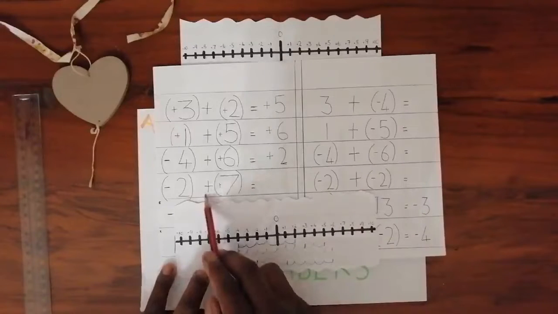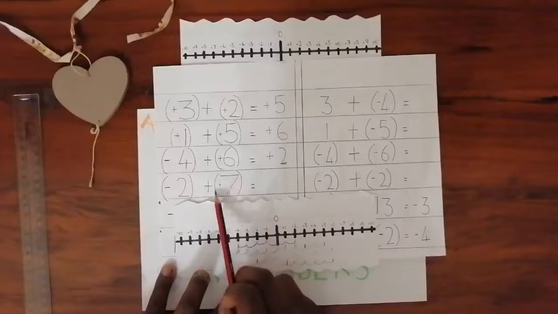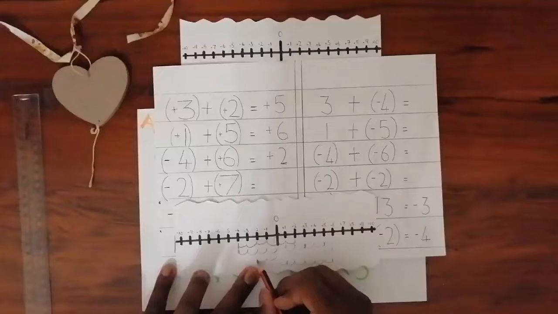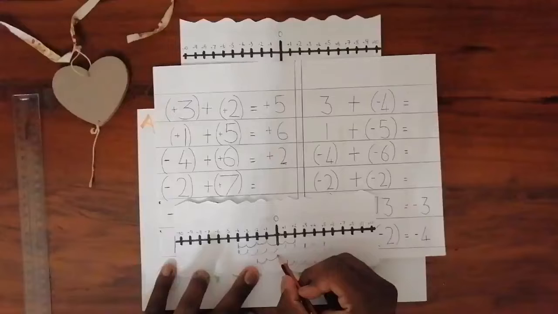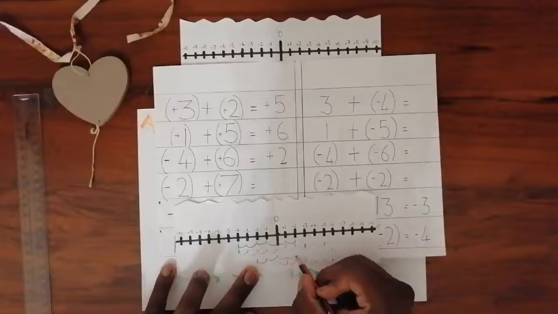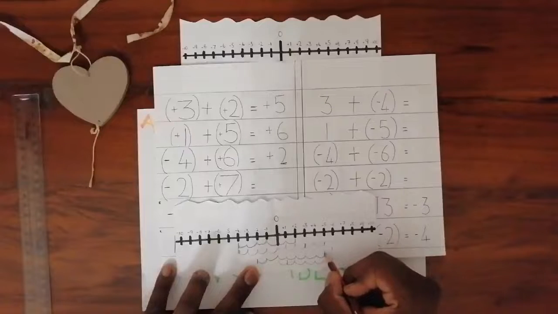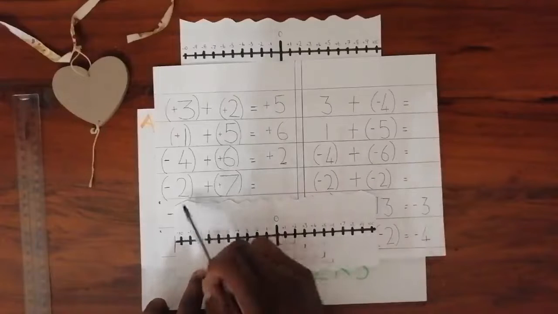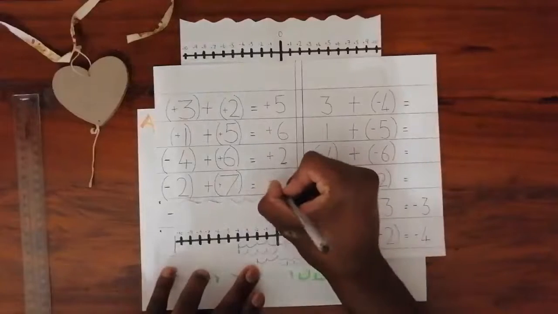And now, the addition sign means we move to the right. But how many places to the right do we move? Plus 7. 7 places to the right. So here we are, minus 2. Now let's move 7 places to the right. 1, 2, 3, 4, 5, 6, 7. Now we are at plus 5.